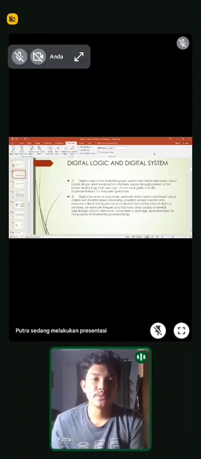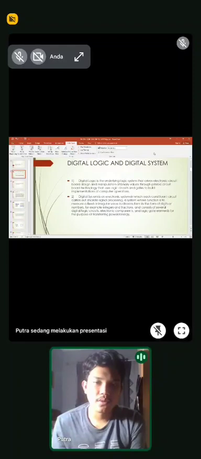Number two, digital system is an electronic system in which each constituent circuit carries out discrete signal processing. A system whose function is to measure a fixed or irregular value in discrete form, in the form of digits or numbers, for example integers and fractions, and consists of several digital logic circuits, electronic components, and logic gate elements for the purpose of transferring power or energy.